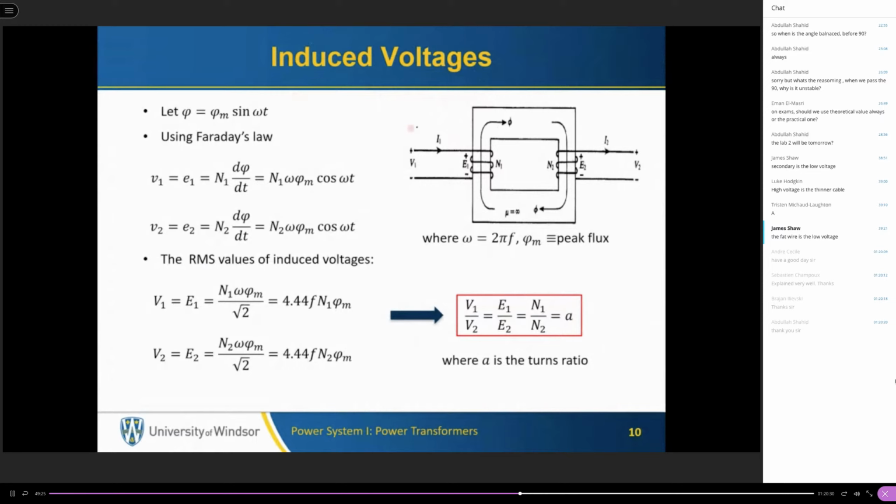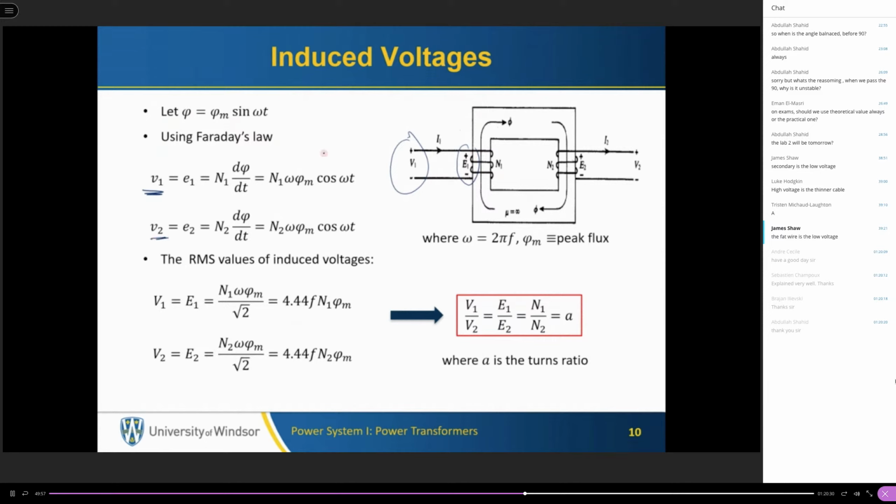Now, let's look at the induced voltage. If the flux generated is expressed by this equation, and it has to be sinusoidal because it is proportional to the current on the primary side. The current here is AC, so the flux should be AC. And if you apply Faraday's law, you can get V1, the voltage here, which is equal to E1, because there is no voltage drop in between. There is no resistance, there is no leakage reactance, and so on.